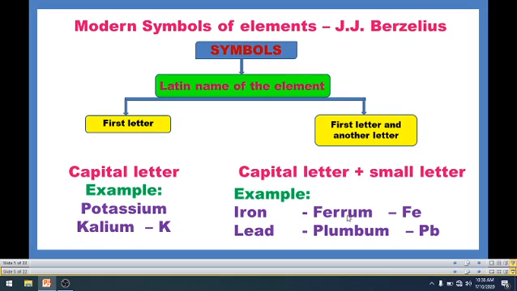The symbol of iron is Fe. It is derived from its Latin name ferrum. And the symbol of lead is Pb. It is derived from its Latin name plumbum.